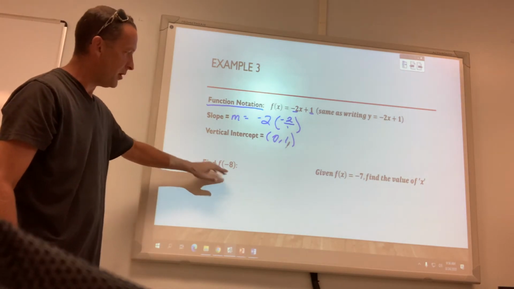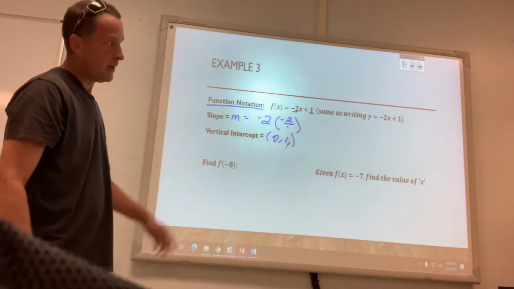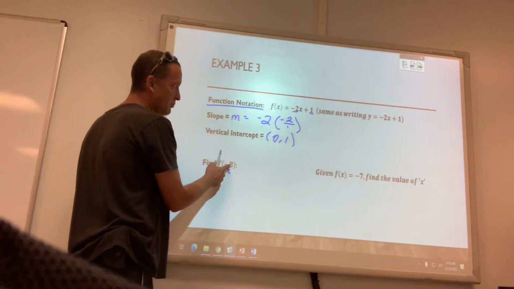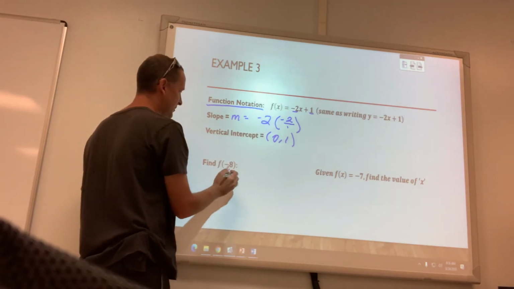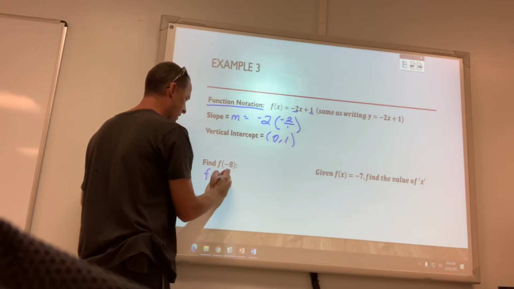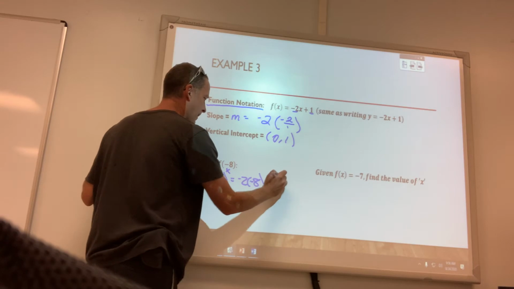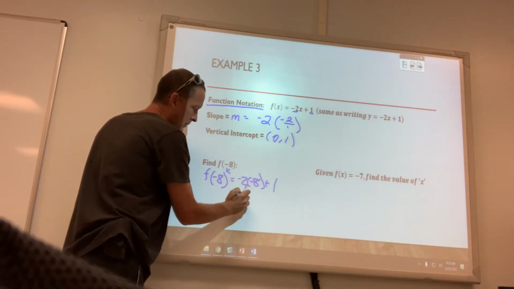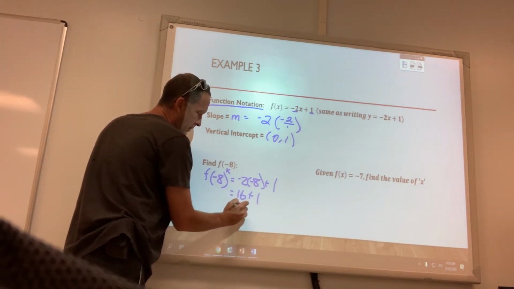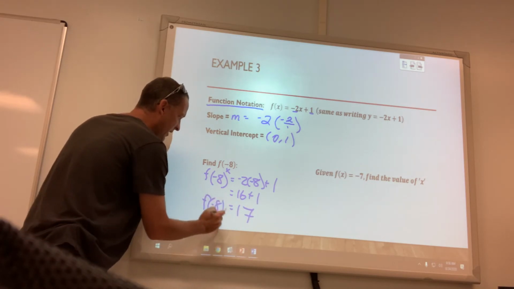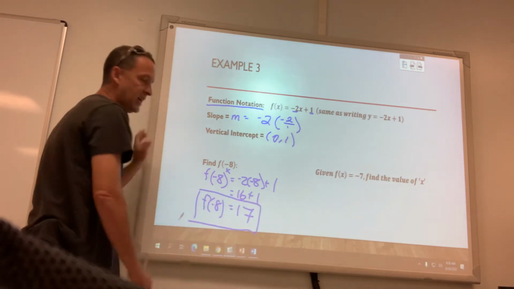Now here's the simple part. F of -8, that's the same as f of x. So all I gotta do is plug -8 in for x. So f of -8 equals -2 times -8 plus 1. 16 plus 1. So you would say f of -8 equals 17.